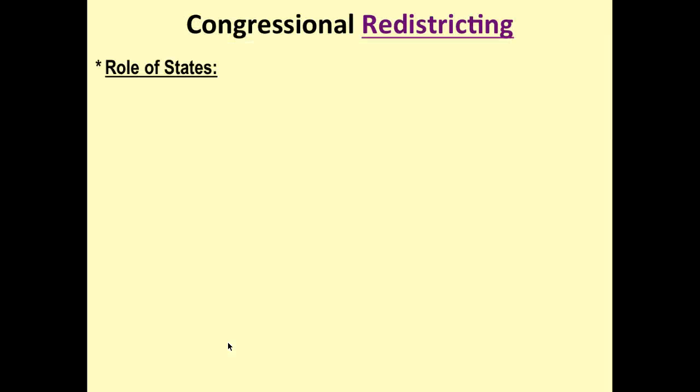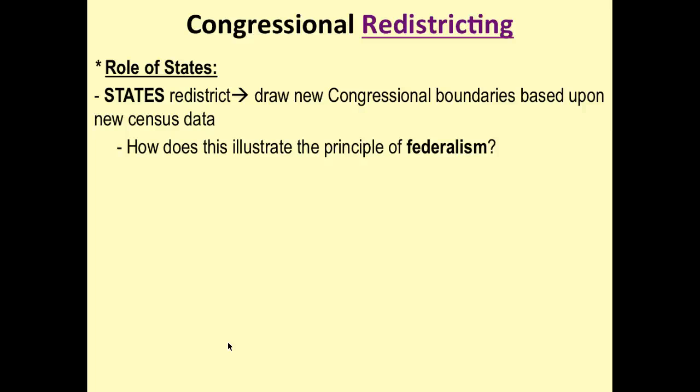All right, now we're at redistricting. And so as we looked at in the timeline, the states are told you're going to get 8 seats or 50 seats or 20 seats. And so the states have to create their new congressional boundaries based upon this data. And as the question says, how does this illustrate the principle of federalism? You should be able to figure that out. States are redistricting. They're creating their national congressional boundaries. I think you can figure that out.